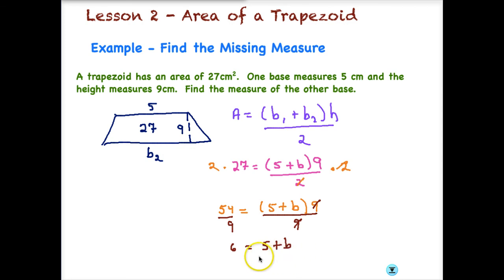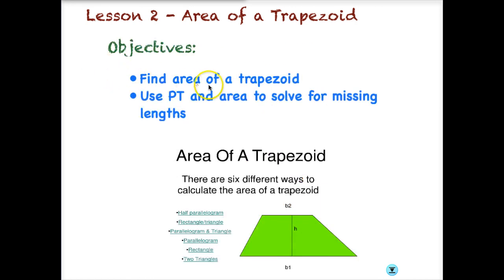I no longer need parentheses. I can subtract 5 from both sides, and I will get an answer of 1. So this other base is equal to 1 centimeter. And that concludes our lesson on finding the area of a trapezoid. So hopefully, after today's lesson, you're able to find the area of a trapezoid given all the appropriate information. But then you can also use what you've learned before, including the Pythagorean theorem, and how to solve for a variable in an equation in order to find missing lengths in your trapezoids.